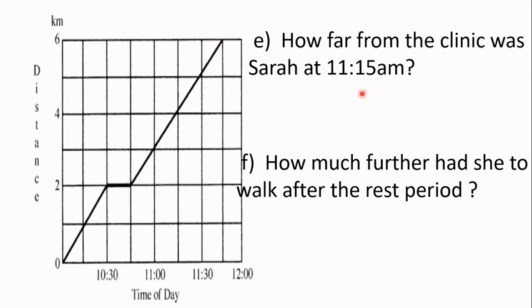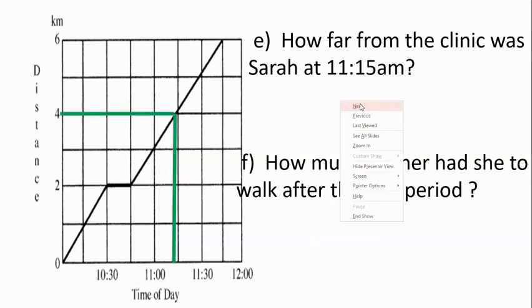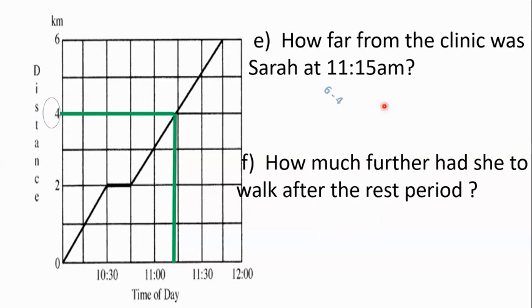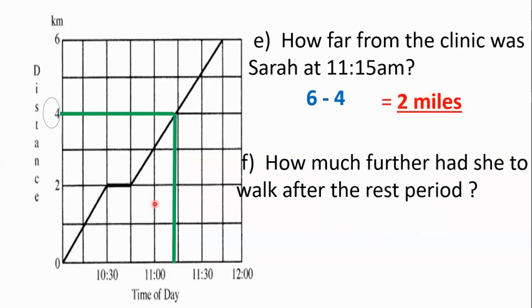How far from the clinic was Sarah at 11:15? And if you write on the board, then that means Ms. Thompson has to put you out, okay? And I don't like putting students out. So let's map it out. 11:15. So that's 4 miles, and the clinic is at 6 miles. So 6 minus 4 is equal to 2 miles. This 11:15 right here, come up, this is 4, and the clinic is at 6 miles. So 2 miles. All right, 2 miles.